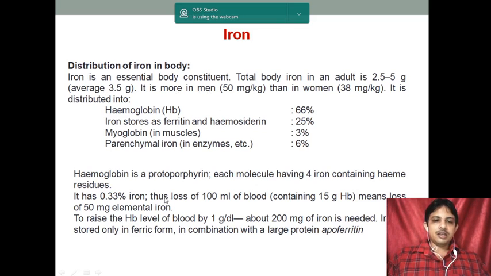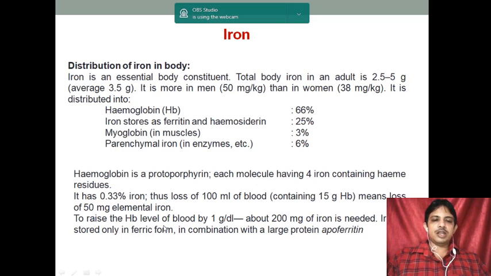It has 0.33% of iron. Thus, the loss of 100 ml of blood containing 15 gram of Hb means a loss of almost 50 mg of iron. Clear? To raise the hemoglobin level of blood by 1 gram per dl, about 100 mg of iron is required.